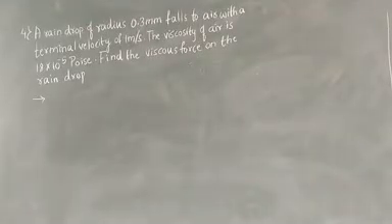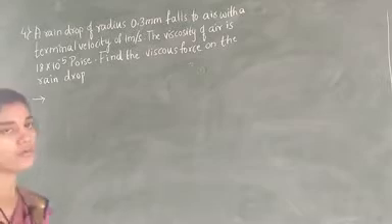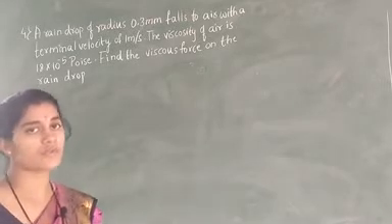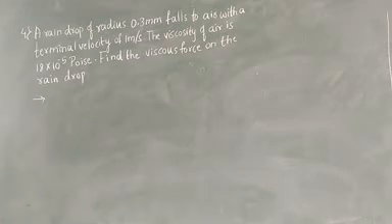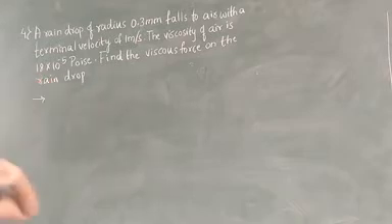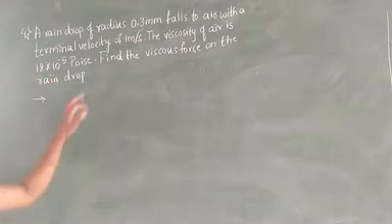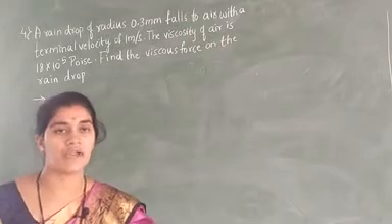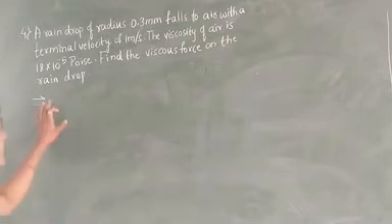Next question. A raindrop of radius 0.3 millimeter falls in the air with a terminal velocity of 1 meter per second. The viscosity of the air is 18 into 10 raised to minus 5 poise. Find the viscous force on the raindrop. We have to find here the viscous force on the raindrop.